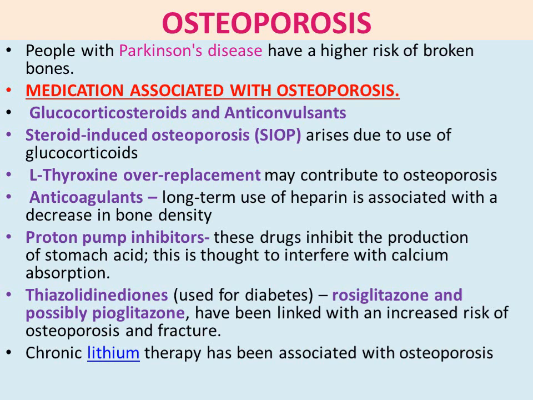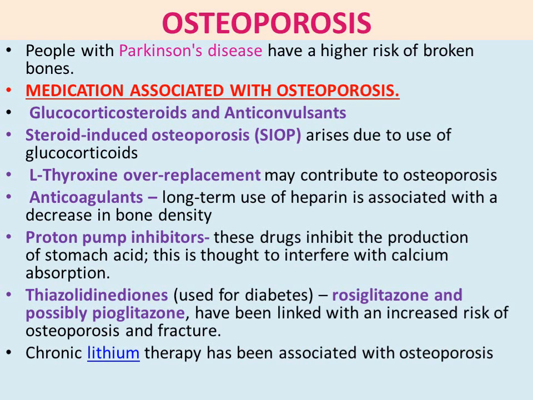Medicines associated with osteoporosis. That means persons who consume the following medicines have a high chance of getting osteoporosis. Glucocorticoids and anticonvulsants. Anticonvulsants means epilepsy treatment medicines. Glucocorticoids: steroid-induced osteoporosis, SIOP, arises due to the use of glucocorticoids. L-thyroxine over-replacement may contribute to osteoporosis. So L-thyroxine overuse. Anticoagulants: long-term use of heparin is associated with a decrease in bone density. Then proton pump inhibitors, previously discussed, decrease calcium absorption in the stomach.